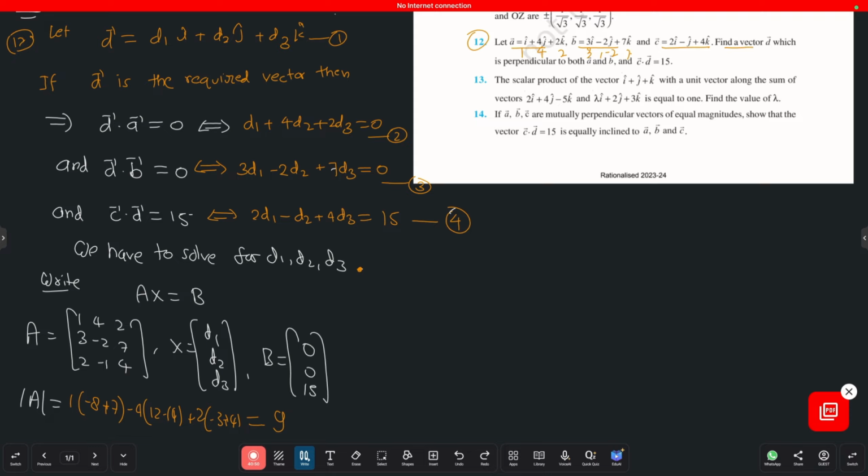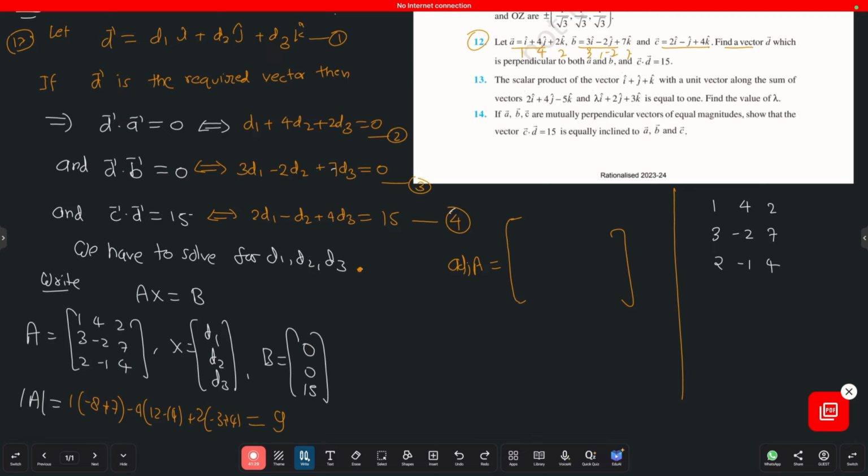Can I do the direct shortcut method for adjoint? So write 1, 4, 2 repeated. This will be our upper part. On this side I will write the direct adjoint. The examiner will see that this person has written the direct adjoint. He doesn't know what we know. So: 1, 4, 2; 3, minus 2, 7; 2, minus 1, 4. Do you remember the shortcut method?